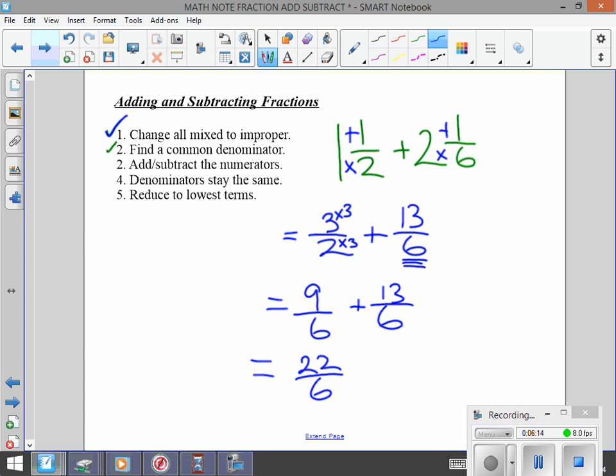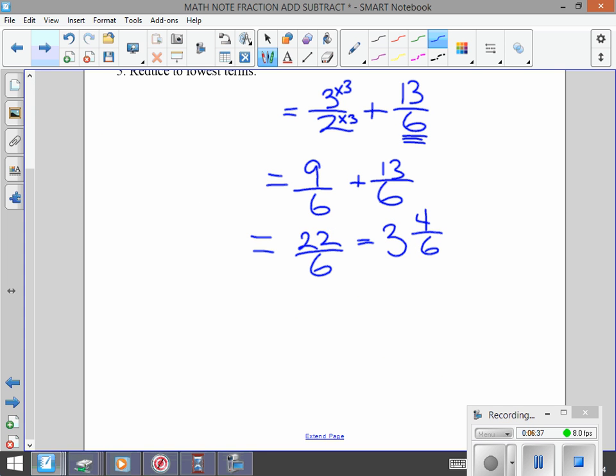That's an improper fraction. Like I said, we're going to talk later about leaving these fractions the way they are. But for now, we are going to just reduce them just a little bit, or convert them back to mixed. So 6 goes into 22 evenly 3 times. So 6 times 3 is 18. The remainder will be 4. And 6 is our denominator.